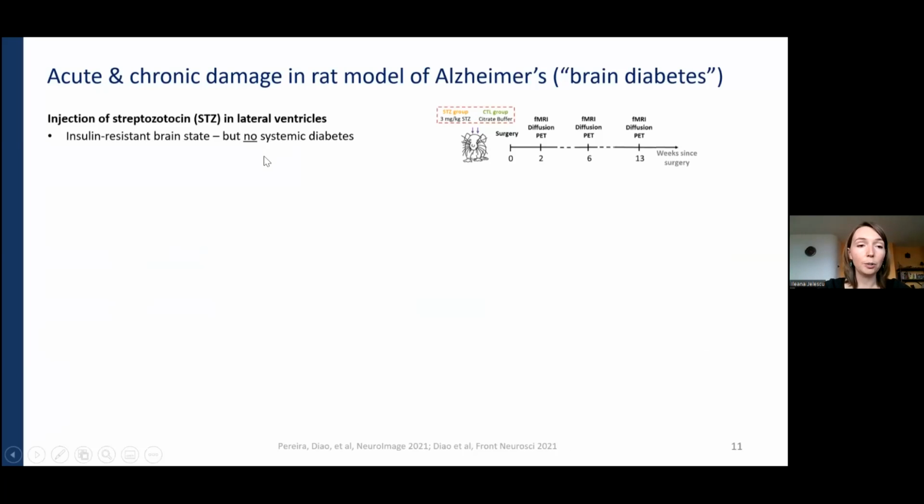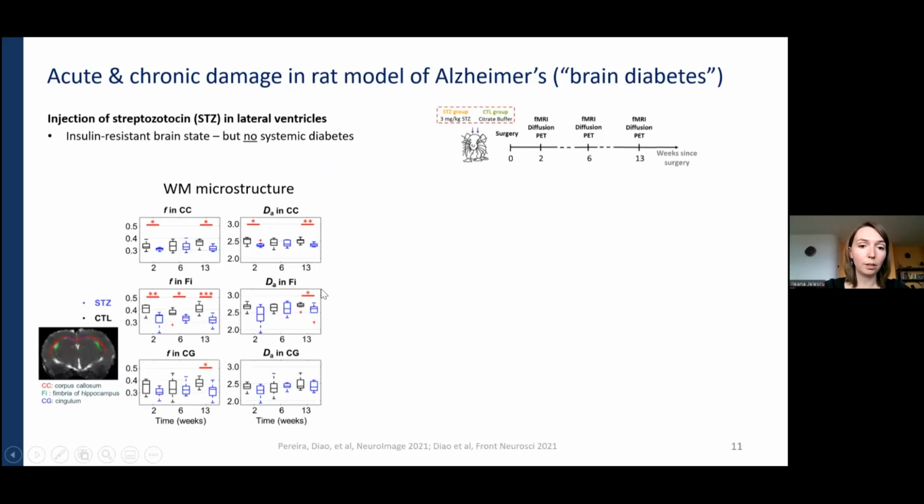So here we're actually using a model of impaired brain glucose metabolism, which is thought to be a very early precursor of Alzheimer's disease. And we achieve this insulin-resistant brain state by injecting streptozotocin directly in the ventricles of the rats. So the rats don't have systemic diabetes, they have a diabetic brain, so to speak. And then we acquired data longitudinally, so we had diffusion MRI, but also a functional MRI and PET.